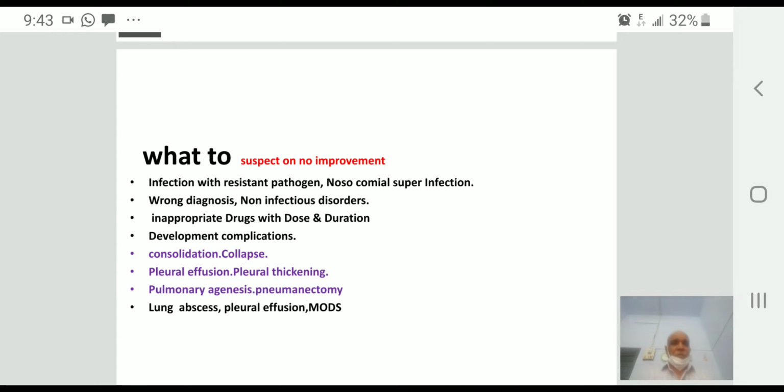obstruction of the bronchi due to a neoplastic lesion, inappropriate drug with the wrong dose and duration. The patient required 6 hourly and we gave 12 hourly, then the inadequate dose of the given medication is also responsible for non-improvement. Development of complications: when the patient develops a complication such as a lung abscess or pleural effusion, the patient is not improving with the given antibiotics.